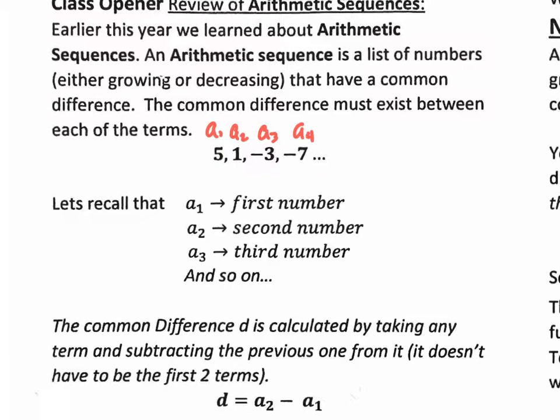Right here, we found the common difference because we simply took a number, and it could be 1 take away 5, which gives us negative 4. Or you could do any number you want. You could do negative 7 take away the previous, negative 3. That'll also be negative 4, as you could see. So there's a common difference between all of its terms. Now, that's what makes it an arithmetic sequence.